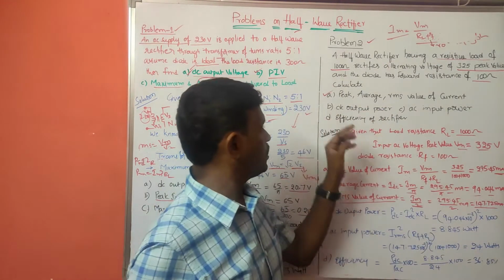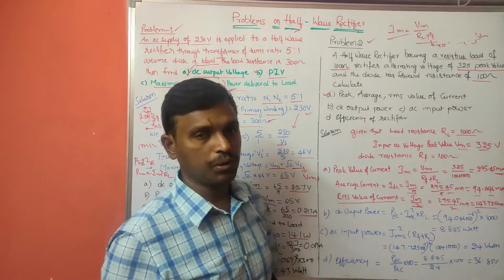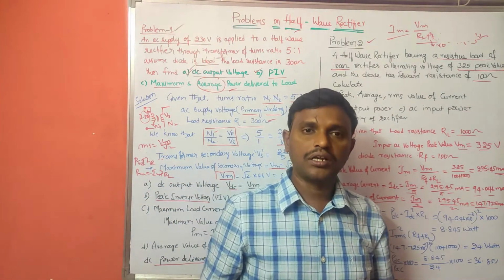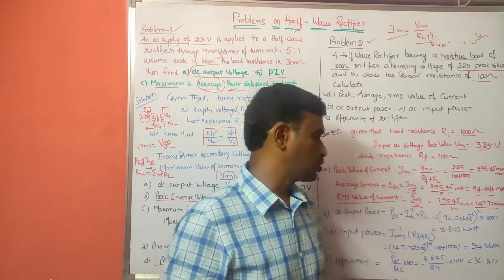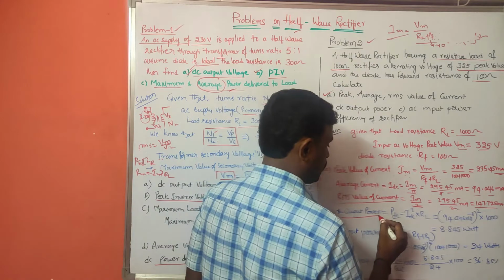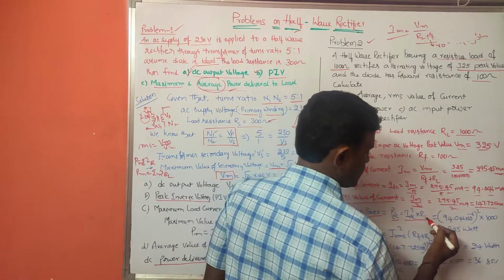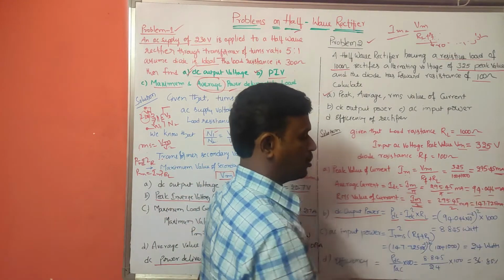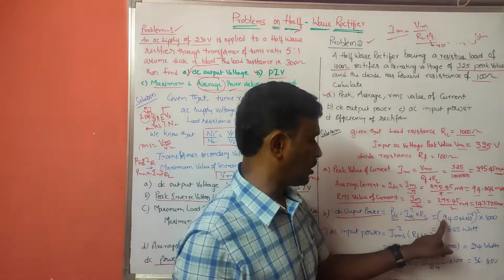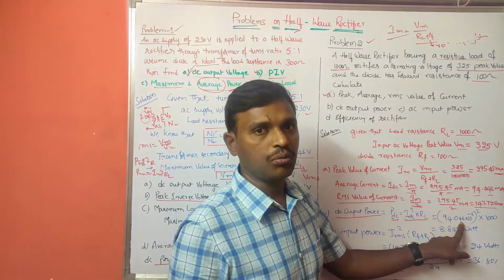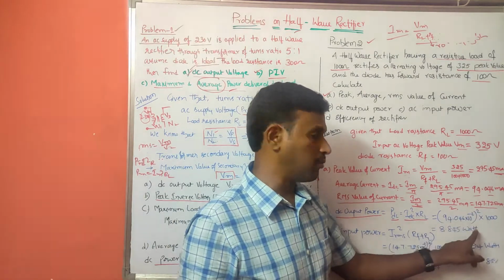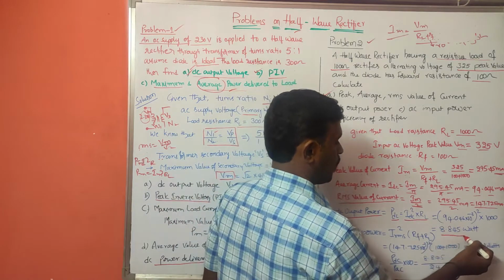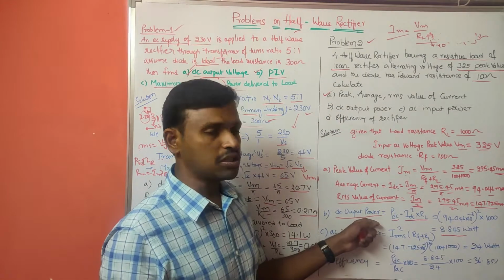Okay. Now we'll go with the second one, DC output power. Once you calculate IDC, you can easily calculate the DC power delivered, that is nothing but IDC square into RL. So the DC output power PDC is equal to IDC square into RL. What we got IDC here? IDC is equal to 94.046 milliamperes. So I am taking 94.046 into 10 power minus 3, whole square, multiplied with 100. So that is what we can calculate, 8.845 watts, because it is DC power delivered.